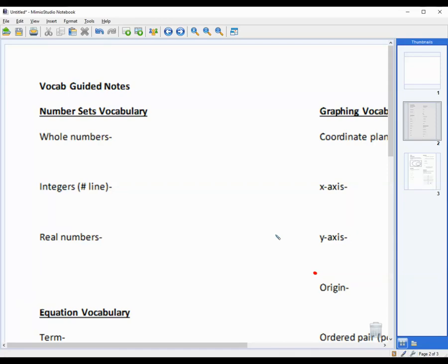All right, guys, let's go ahead and get started here with our first lesson. This is all about vocabulary, some of the basic terms that we're going to be using this school year. So let's go ahead and get started.